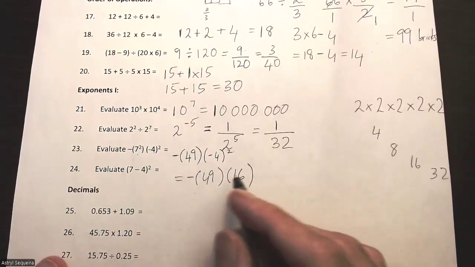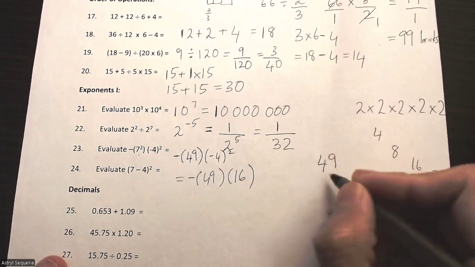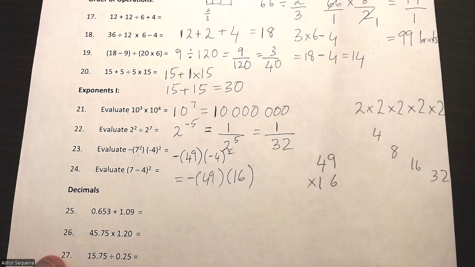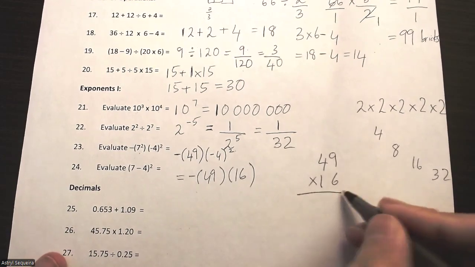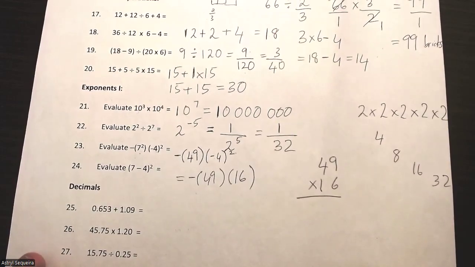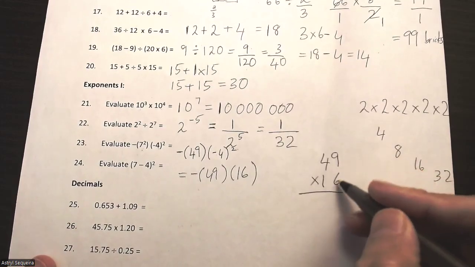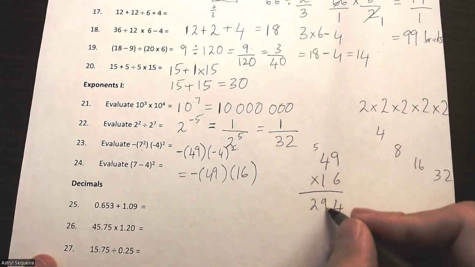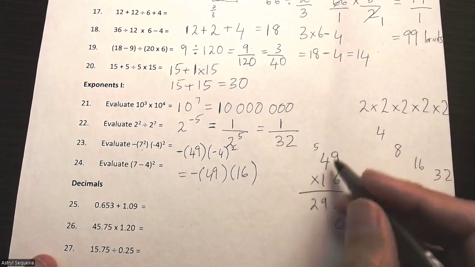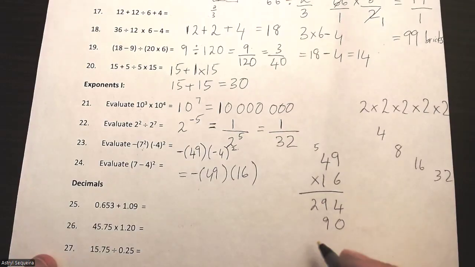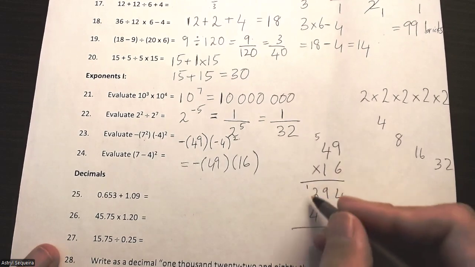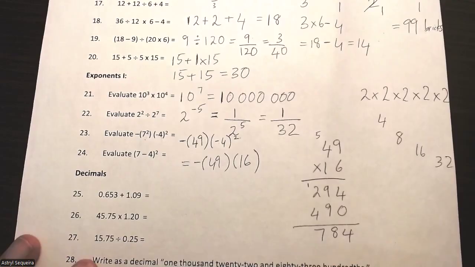Now I'm just going to multiply all of these. I'm going to do 49 times 16 on the side. Nine times 6 is 54. 4 times 6 is 24. Put a placeholder for 0. 9 times 1 is 9. 4 times 1 is 4. Let's add these up. 4, 18, 1, 7, 784.